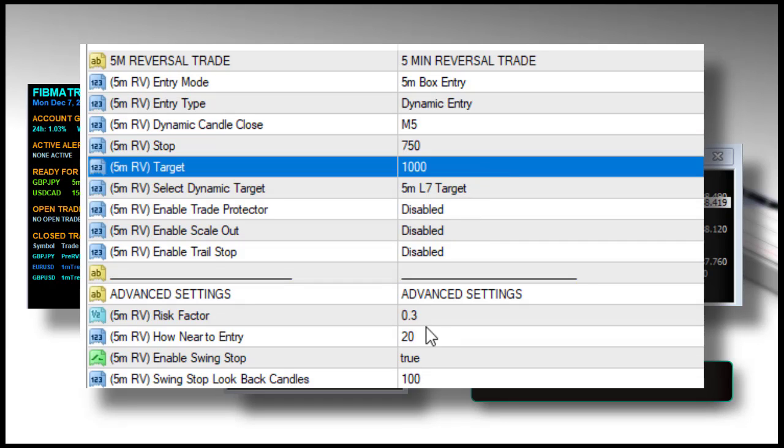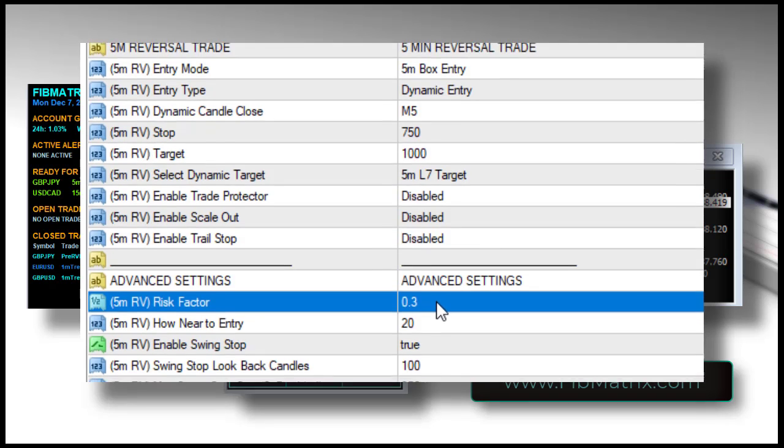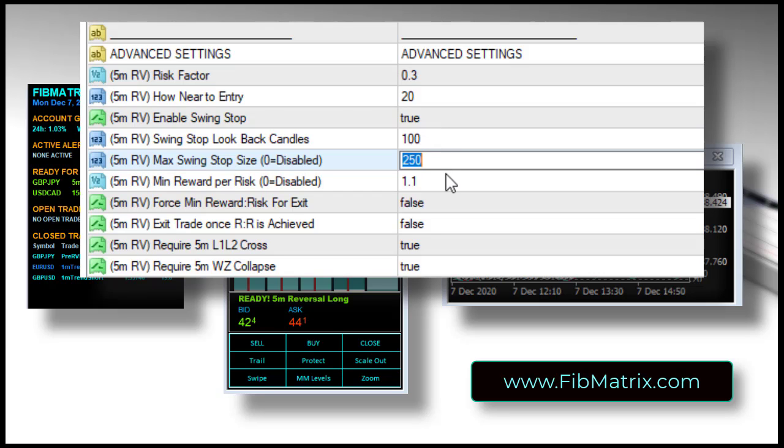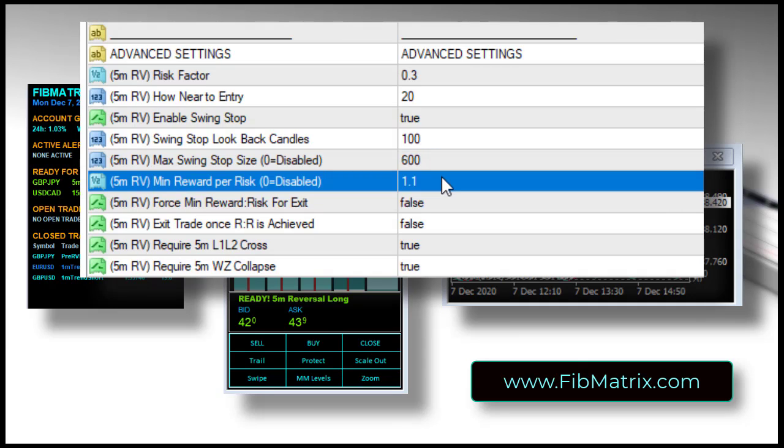5-minute L7 target. 0.3 risk factor. That's fine. The 2 pips to entry. Swing stop true. Look back 100 candles. Okay, max. Should we require it, since it's got to come down to touch the 5-minute box anyway? Let's see if we can get less than, well, let's just do 60, because that way, at a 0.3 position times 60, that's 18 full position pips. So it'll be 1.8% we're risking on this trade.